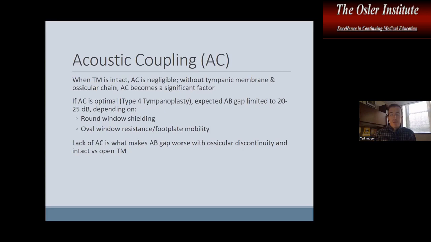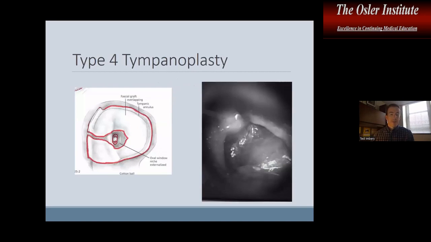So not really done that much anymore, but we have different types of tympanoplasties, and there's a type 4 tympanoplasty. In this case, what you're doing is essentially putting a large graft to shield the middle ear space and round window, and the oval window is exposed. The lack of the acoustic coupling is what's going to make the air-bone gap worse with the ossicular discontinuity versus an intact or open tympanic membrane. This is just a schematic of that, but again, not typically done anymore.